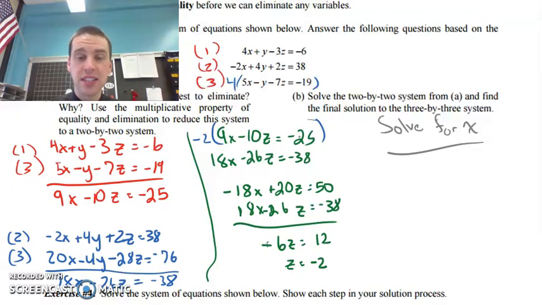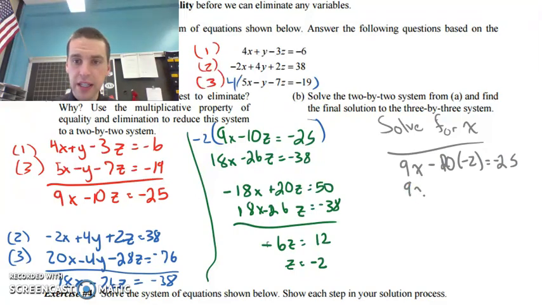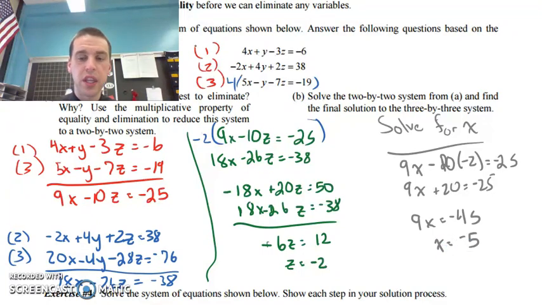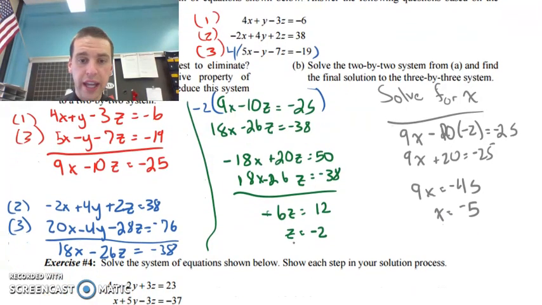I think the top one's easier for me personally, so it's 9x minus 10 times negative 2 equals negative 25. 9x plus 20 equals negative 25. Subtract the 20 over, get 9x equal to negative 45. And so x is going to equal negative 5. Now, I've still got to solve for y. So I have z, I have x, I've got to solve for y.